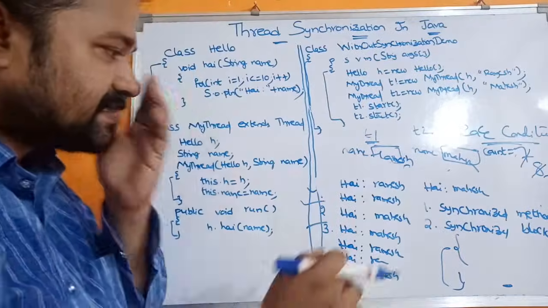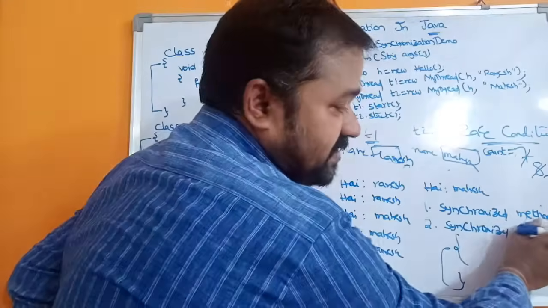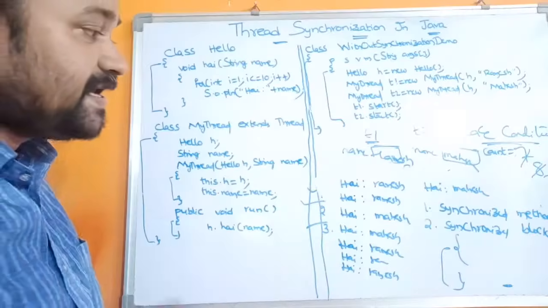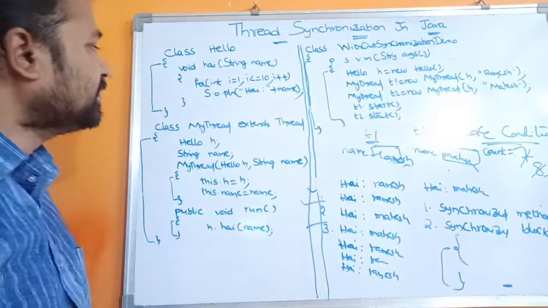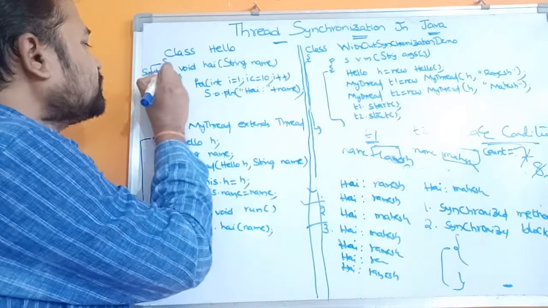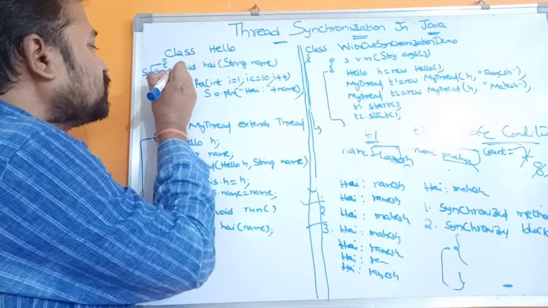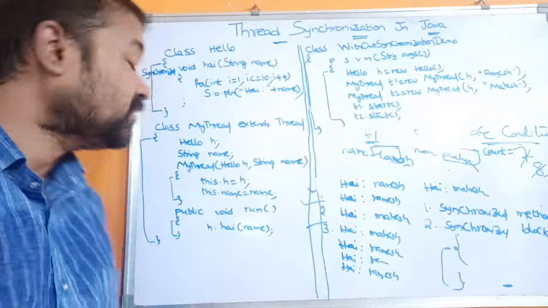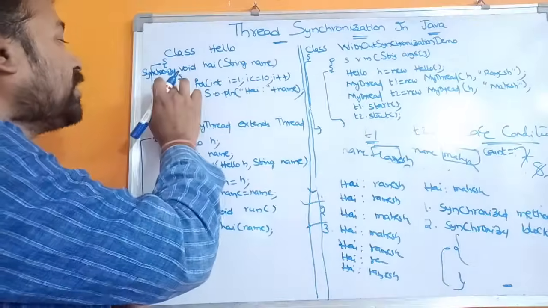Let us see this one. What is this one? Synchronized method. Here we have a method called void hi. Synchronized method means before the return type we have to use the keyword synchronized. That is the only change that we have to do. We have to write synchronized in lowercase letters.